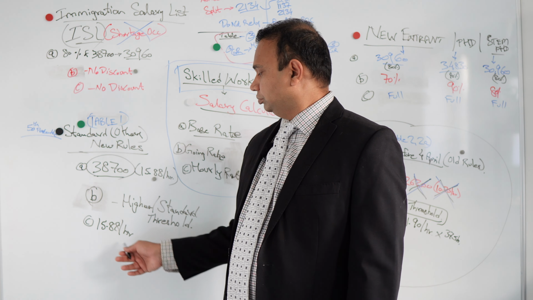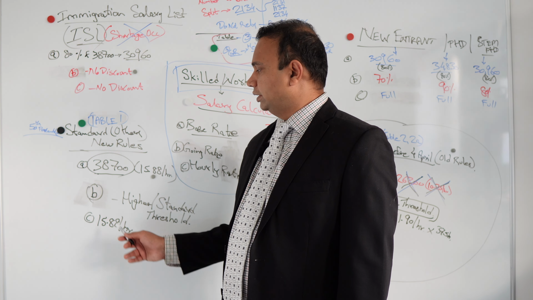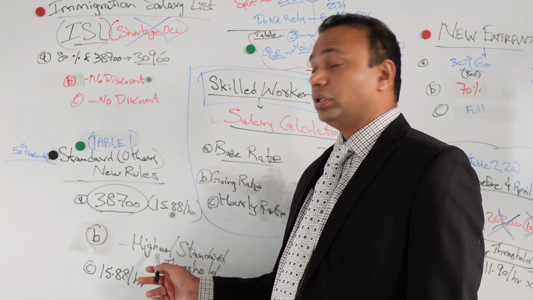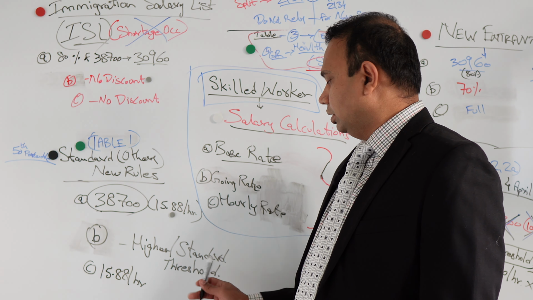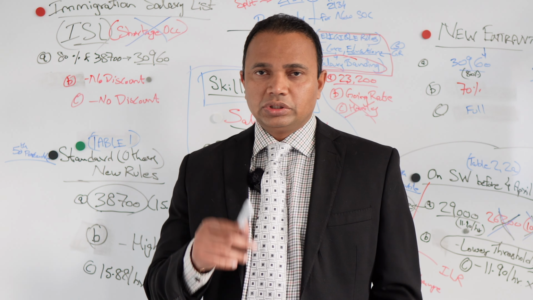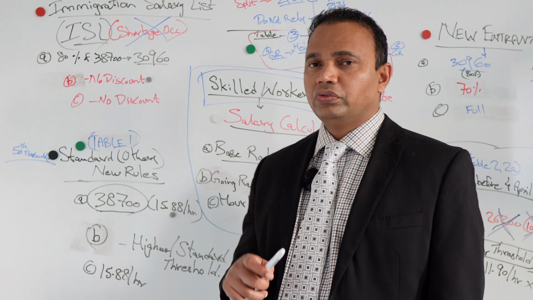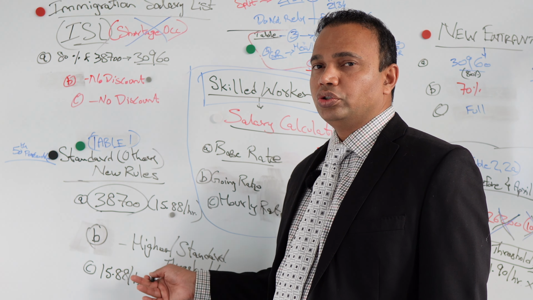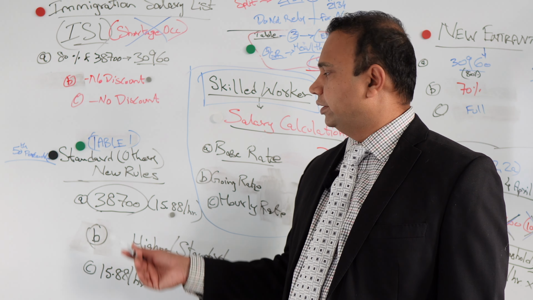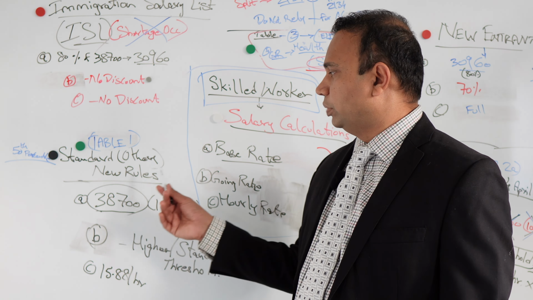That is the hourly rate you need to calculate at C, 38,700, or the higher threshold. You will see on the job codes there is a higher threshold, not the lower one. So higher threshold should be used for anyone under the standard occupations which don't qualify for any of the discounting.